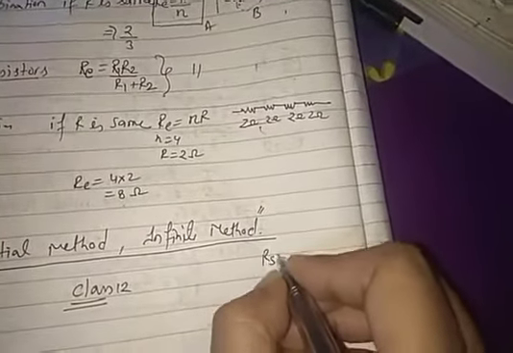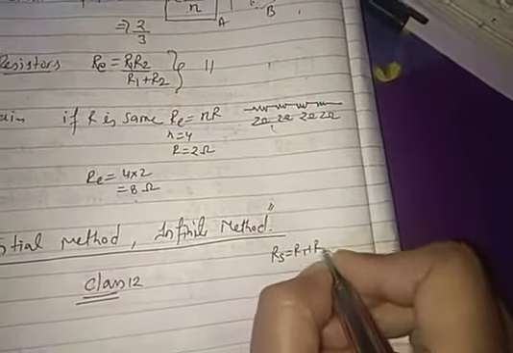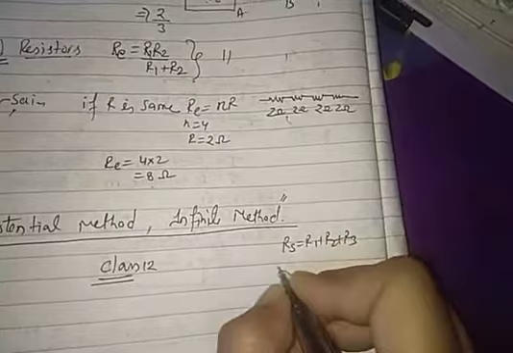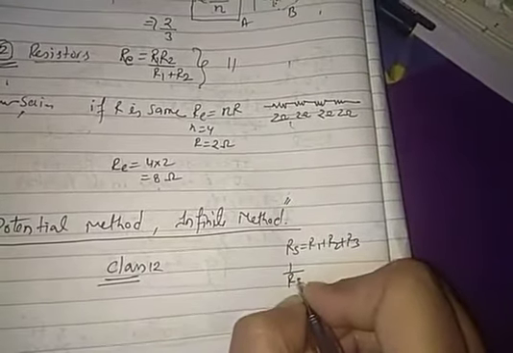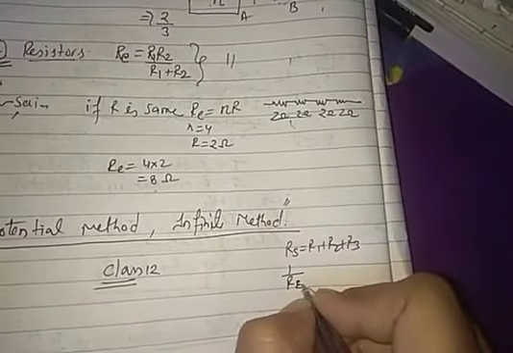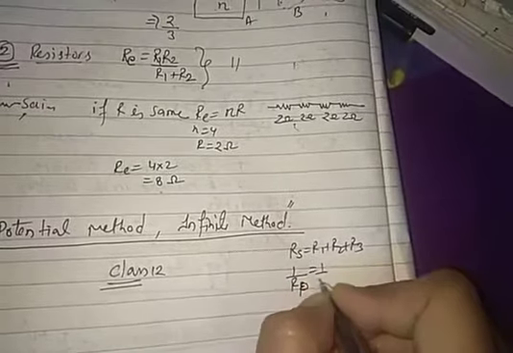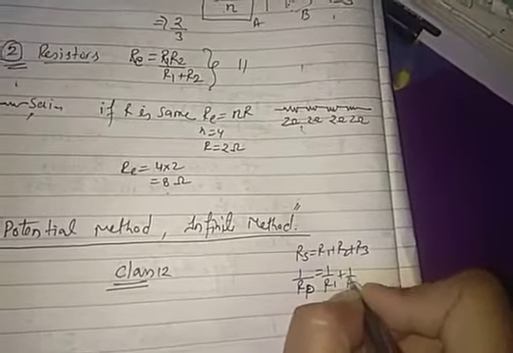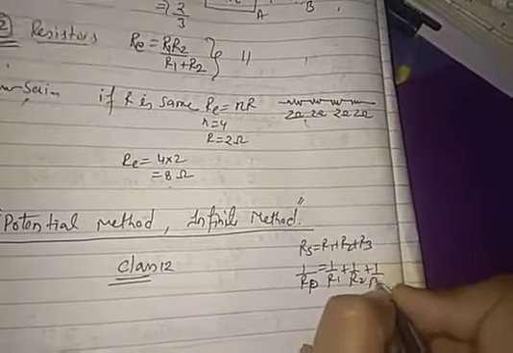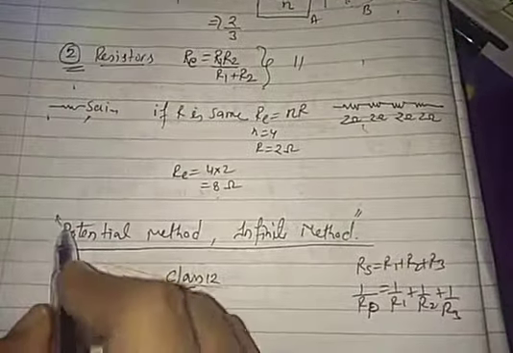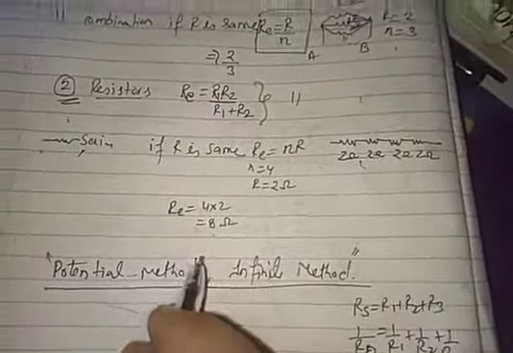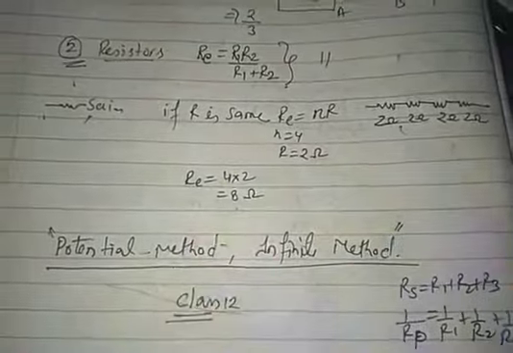In the last class I told you about the combination of resistance, and we studied two types of formulas, that is series and parallel. I also told you some short tricks through which you can find the resistances. These are the formulas which we have studied. I also said I will tell you two methods to find the combination of resistances.